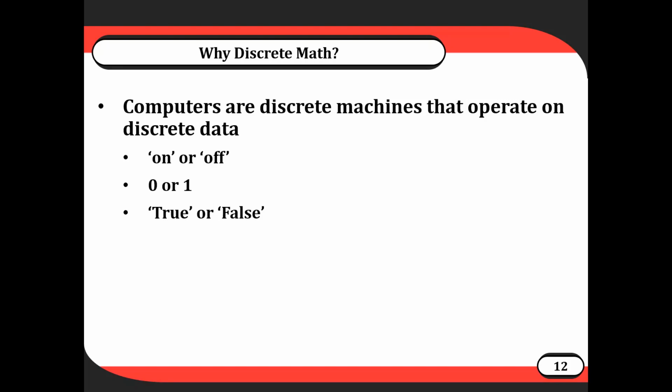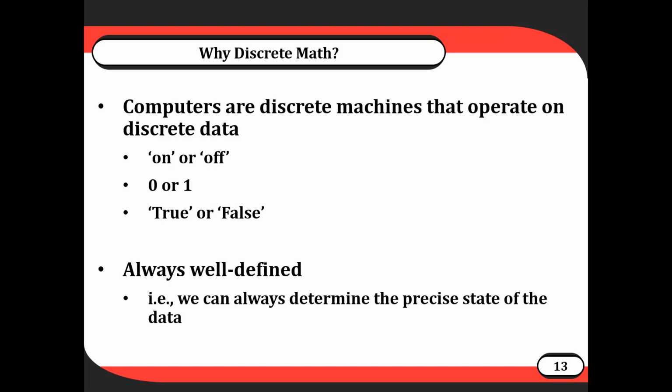So why discrete math? Why do we use it on computers? Computers are discrete machines that operate on discrete data. So if you know anything about computers, they're made up of bits. Each of these little bits or switches is either on or off. It's a 0 or 1, or you can think of it as true or false. So that's what we mean. This is binary data, and by binary we mean that each bit of information can take on one of two values.